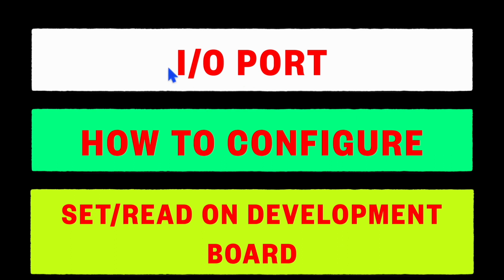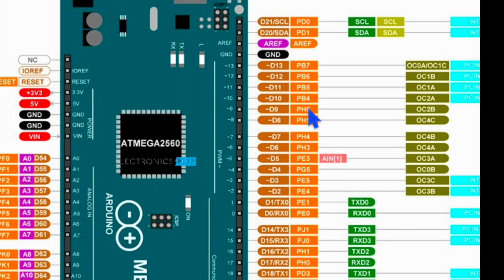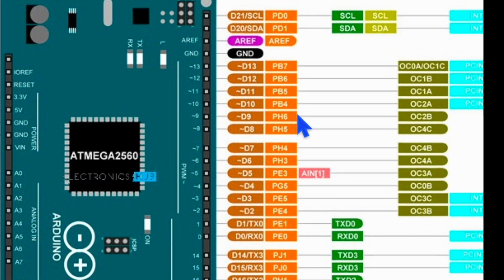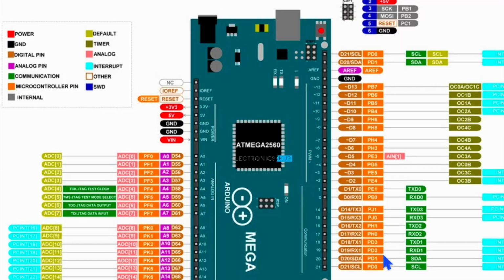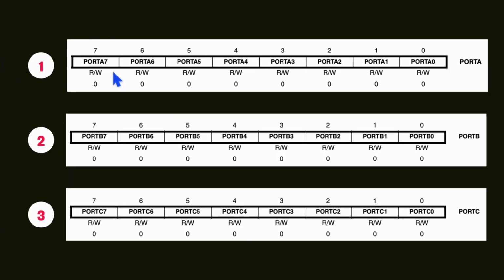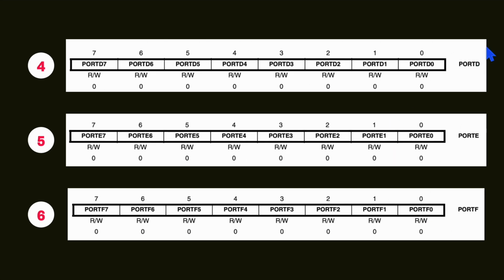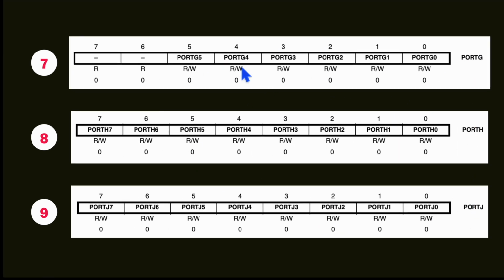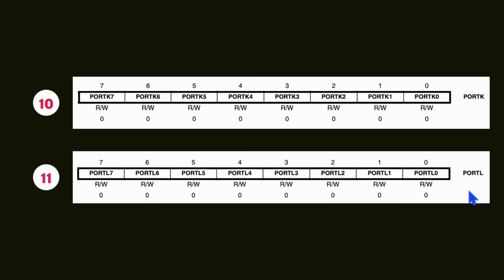Let's go ahead and understand the available I/O ports of this microcontroller. If you see the pin diagram, you will find there are ports available here like port B, port H, port E, port G, and so on. Port A has 8 pins. Similarly, port B and port C have 8 pins. Then port D, port E, and port F also have 8 pins. Only port G has 6 pins, and the rest, up to port L, have 8 pins.